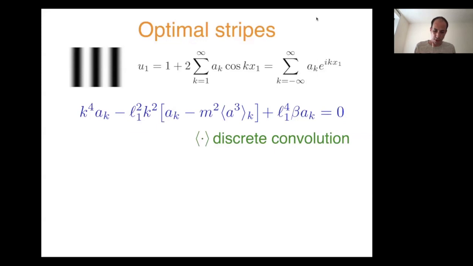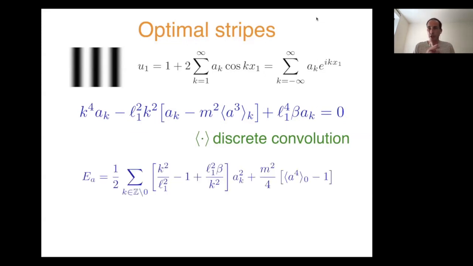And what else is there? There is this u to the power 3 that we had before. In Fourier space, this is a discrete convolution denoted by these angled brackets. So these are the equations for the Fourier coefficients for the stripes. It's an infinite set, obviously, for all k from 1 to infinity.